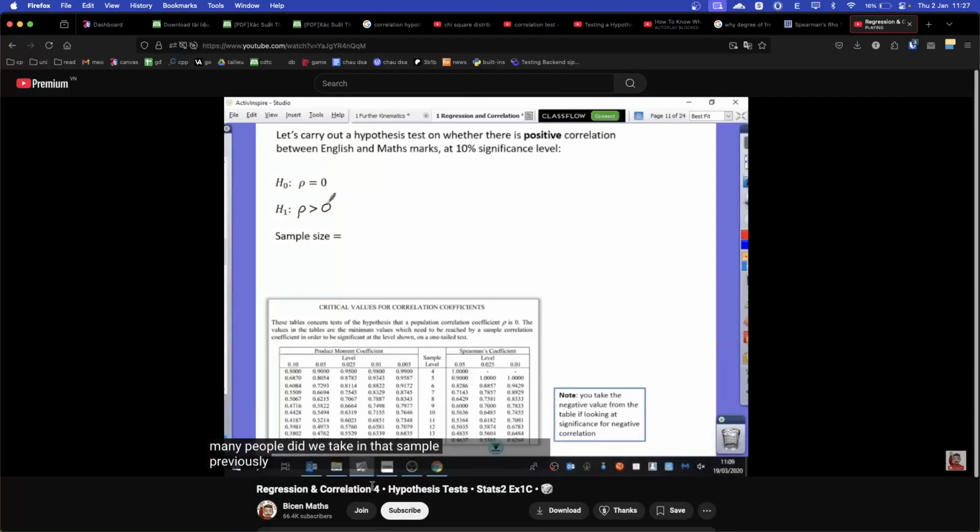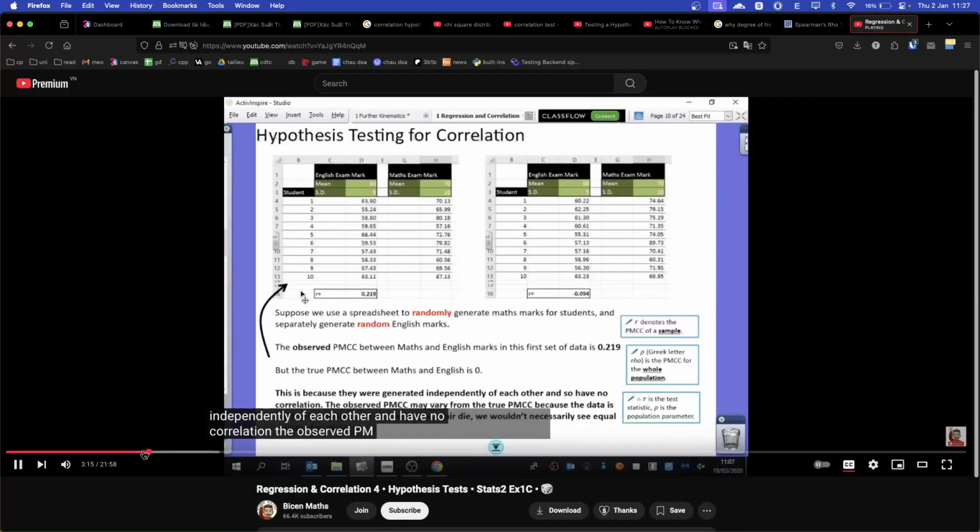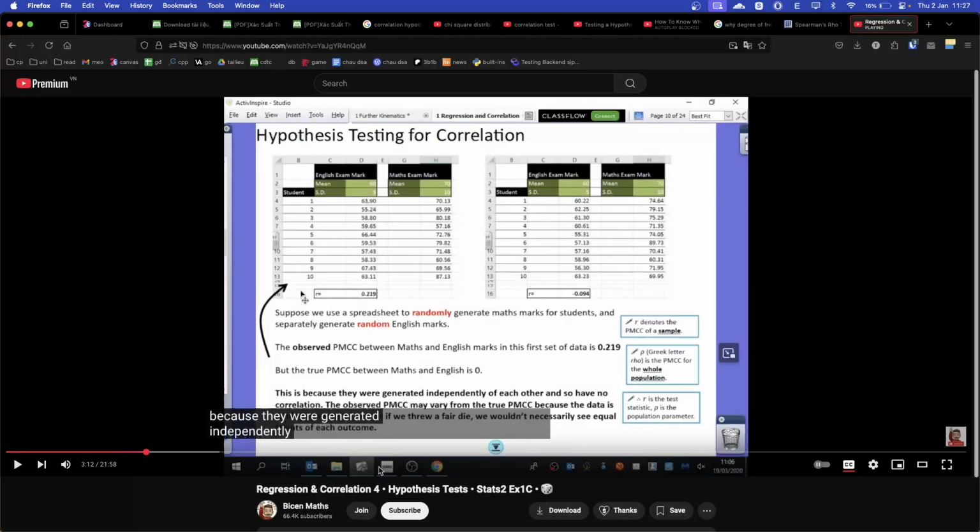Rho is going to be greater than 0. Let's carry out a hypothesis test on whether there is a positive correlation. Sample size, how many people did we take in that sample previously? Remember the observed PMCC, which is positive correlation, is independent.